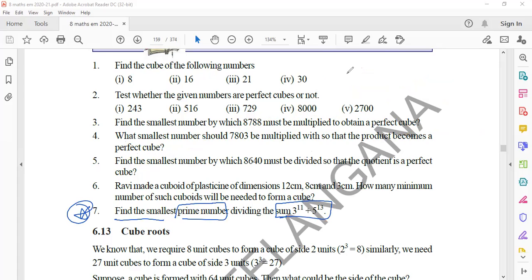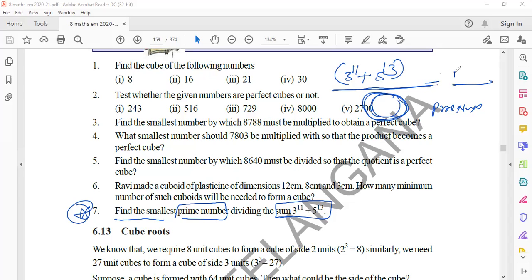So it has to go 3 power 11. It has to go 5 power 13. Add both, and you'll get one answer. The answer is divided by one smallest prime number. The smallest prime number it should divide, so that the answer becomes a perfect quotient. So what prime number should divide this summation to make it a perfect division? That is the question here.